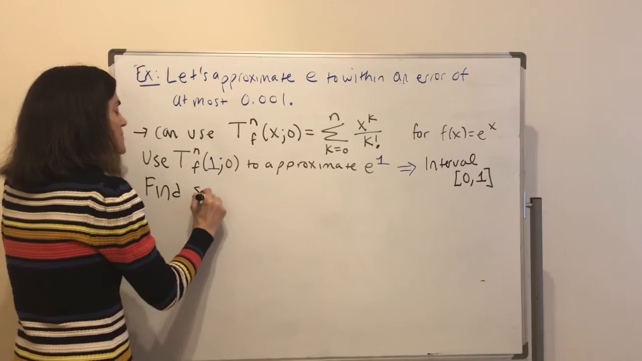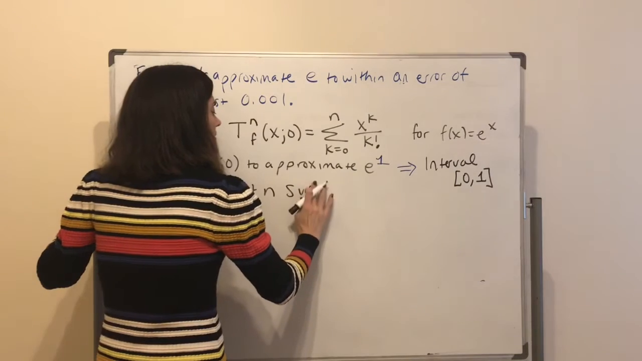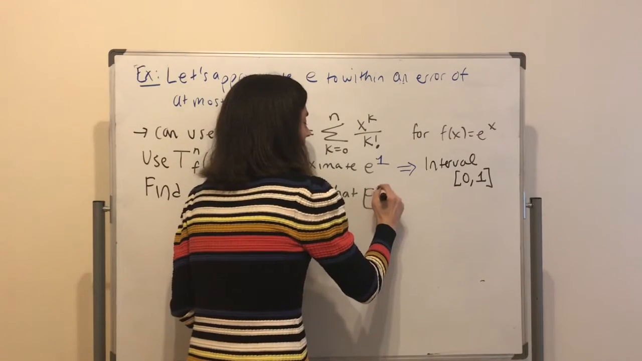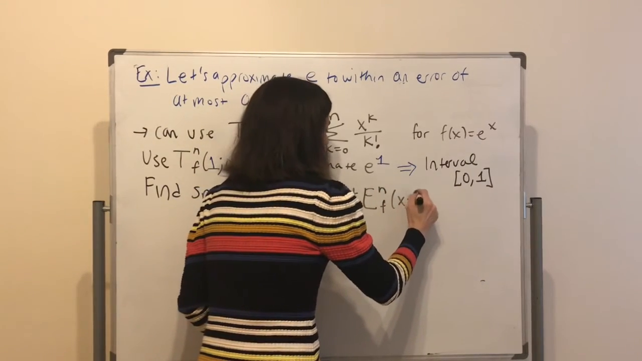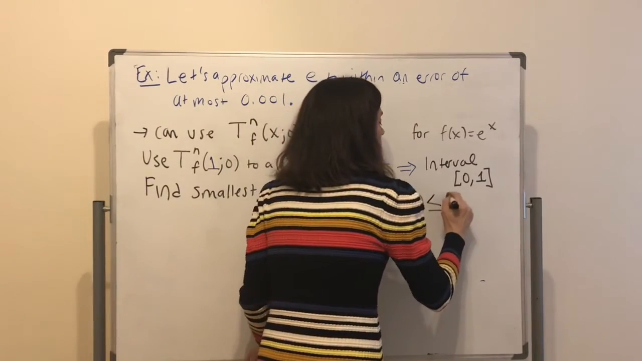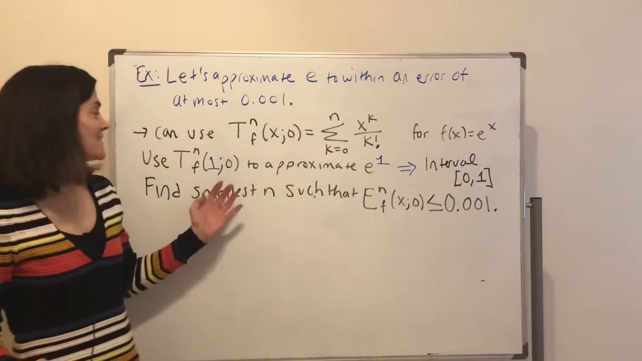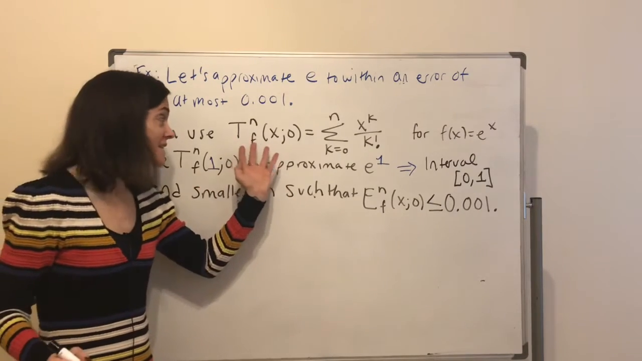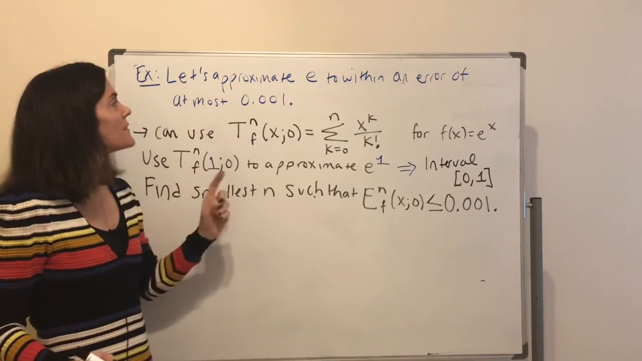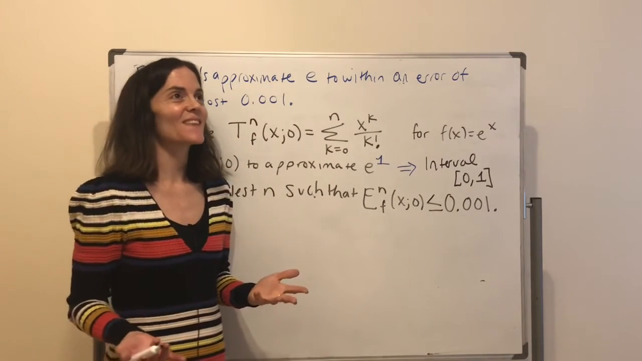I have an upper bound on my error, and I want to find n, well, the smallest such. Maybe I'll write that, the smallest n such that this error, E_n f(x), 0, is that I can prove that the error is less than or equal to 0.001. And then, well, I can just evaluate that particular T_n, whatever this n is, at 1, and I will have an approximation of e. That's within this. That's the whole idea of this error thing, right?